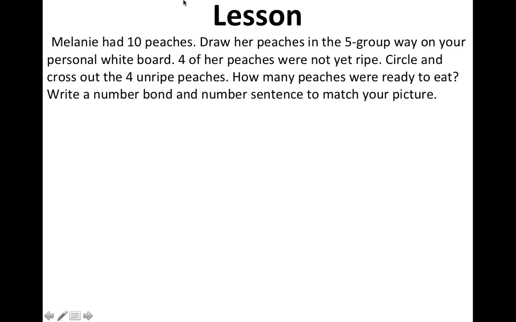So this one is a bit different, so I just need you guys to put all your materials away. We'll do the first one together, and the next one we will also do together, but you are going to do it along with me. This one we are just watching. So Melanie had 10 peaches. Draw her peaches in the 5 group way on your personal whiteboard. 4 of her peaches were not ripe. Ripe means they're not good to eat yet.